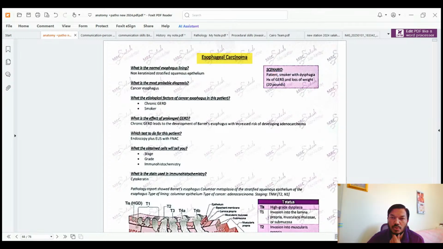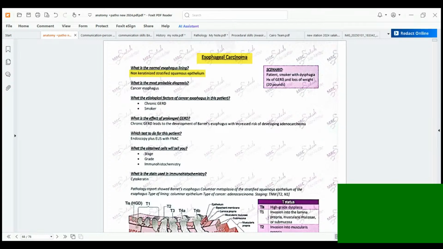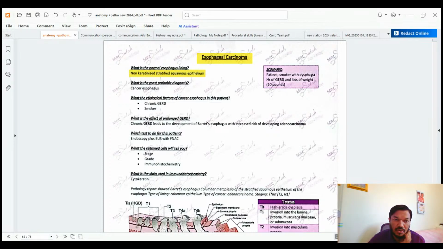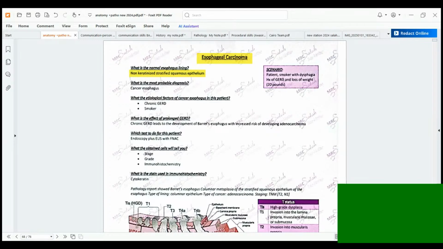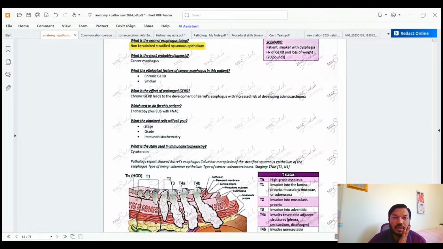Scenario: a patient, a smoker, with dysphagia, a history of GERD, and weight loss of 20 pounds. What is the normal esophageal lining? Non-keratinized stratified squamous epithelium. What is the most probable diagnosis? Cancer of the esophagus. What are the etiological factors? This patient is a chronic smoker with chronic GERD.